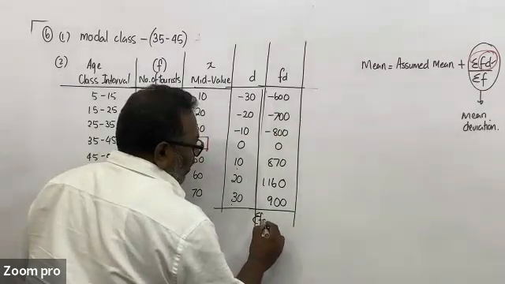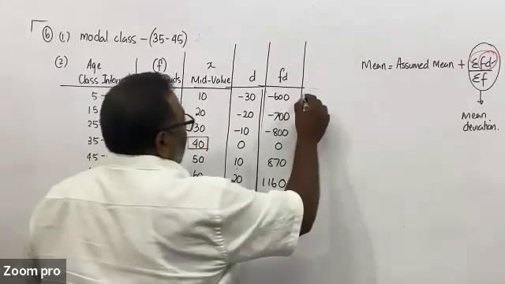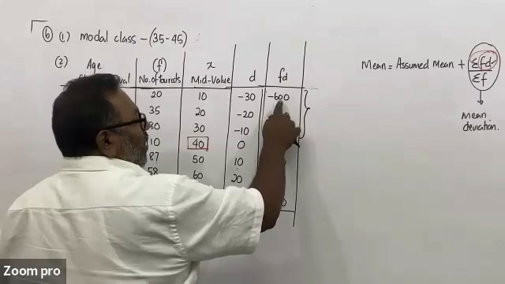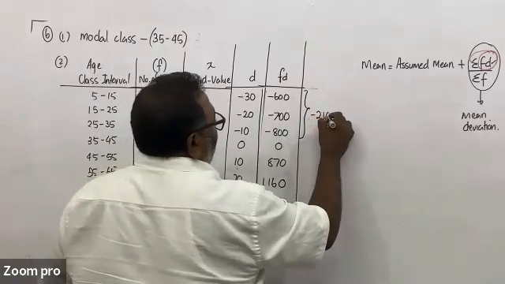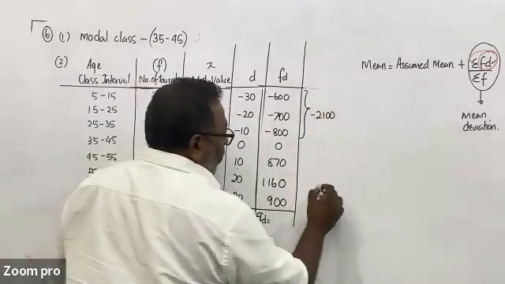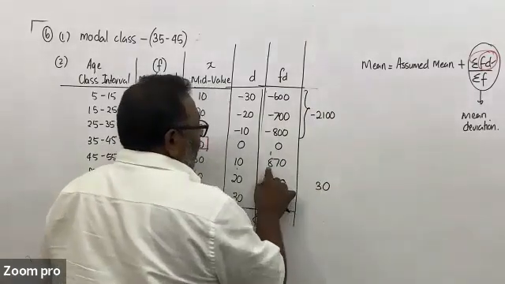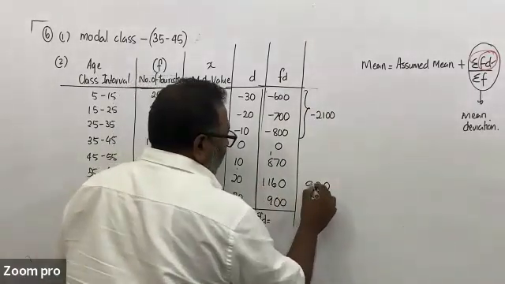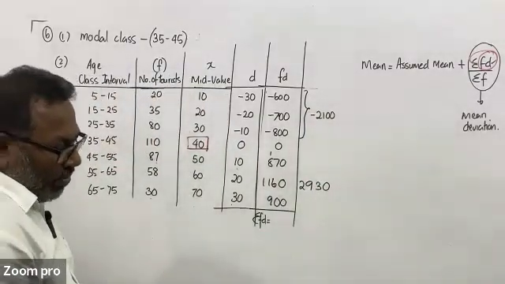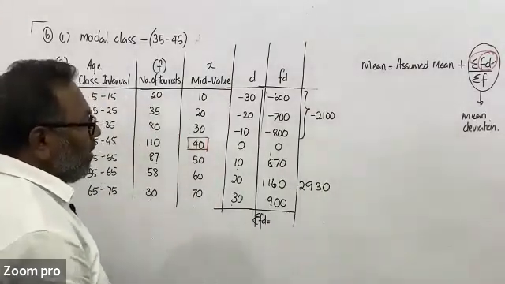So sum of FD will be, you add this first. 800, 700, 1,500 plus 600, minus 2,100. Here 0, then 870 plus 1,160 plus 900, 2,930. Okay, 2,930 is your answer there.